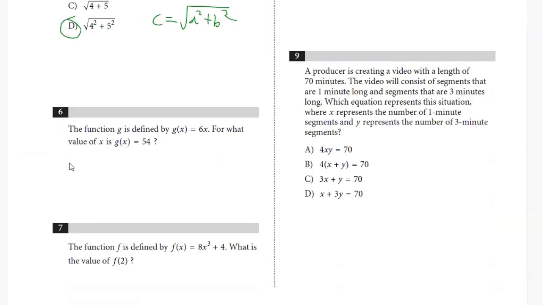The function g is defined by g of x is equal to 6x. For what value of x is g of x equal to 54? So 6x is equal to 54. x is equal to 9. So 9 is the correct answer.